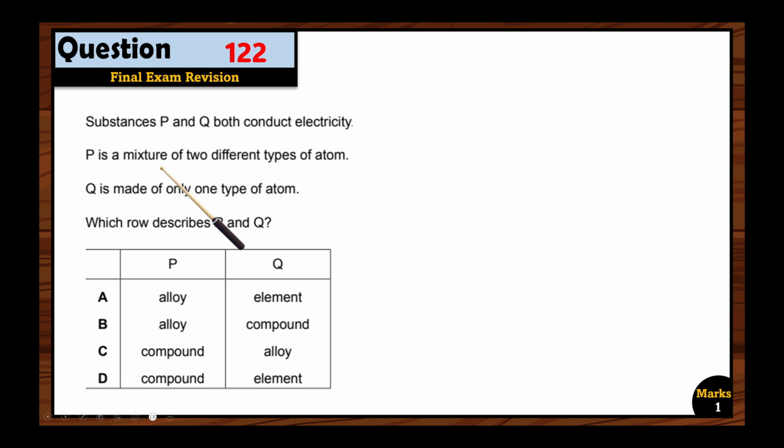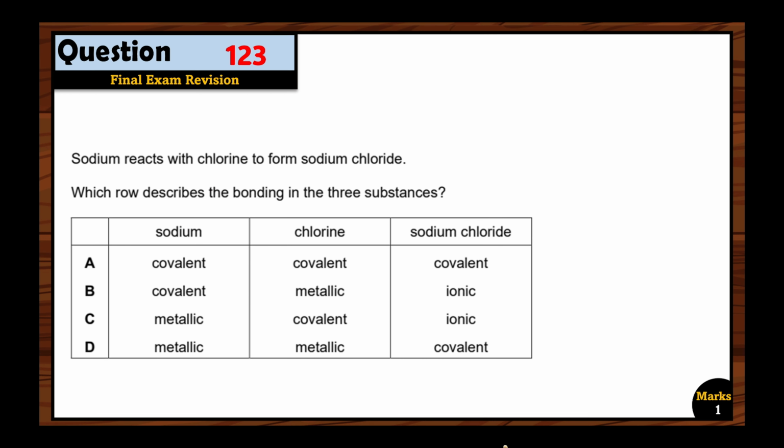Now let's see, P is a mixture. They already told you it's a mixture. And remember that a mixture can never be a compound. It is made up of two different types of atoms, but it is a mixture. What does it mean? It means it is made up of two different types of metals, and it can be an alloy. So that's why the alloy option is right and the element option is right. So option A is correct. Okay, I hope you got this point.